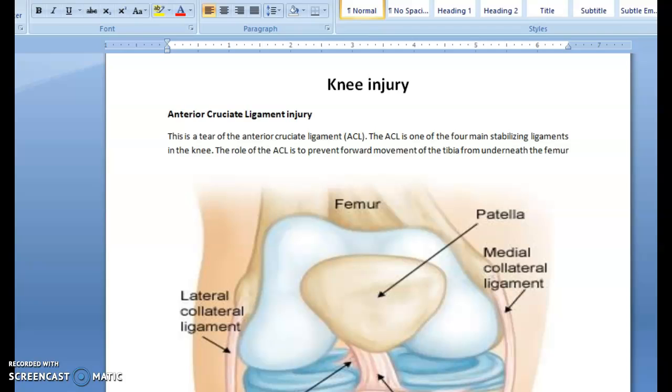Let's take a look at the knee, and in particular the knee injury, and then I'm talking about the anterior cruciate ligament injury. This is a tear of the anterior cruciate ligament, also called the ACL. That's the acronym. The ACL is one of the four main stabilizing ligaments in the knee. The role of the ACL is to prevent forward movement of the tibia from underneath the femur.